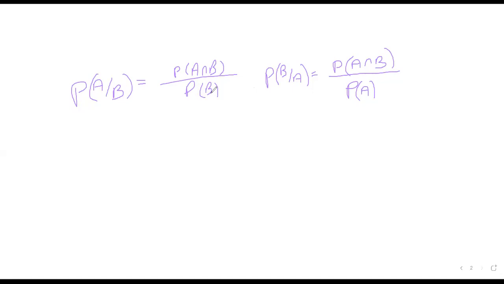So when you cross multiply this one and that one, you get the intersection there. So the probability of A given B, you multiply it by what? By the base itself, by B. What we get is the intersection, A intersection B.